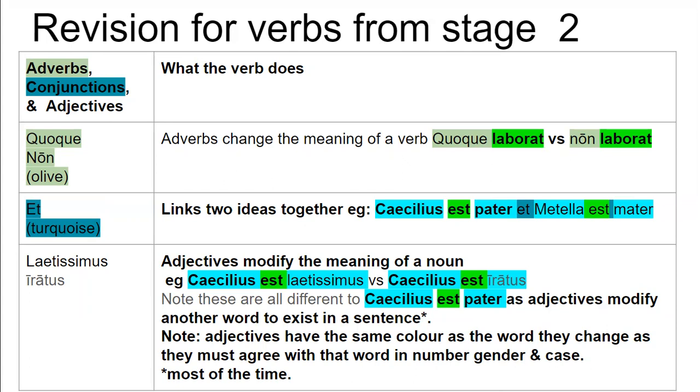Also, I think that I've mentioned this before. We haven't seen it, but Latin verbs do not need to take a subject. If you just say laborat, it will mean he, she, or it works. You don't need to put a pronoun there or a noun at all.